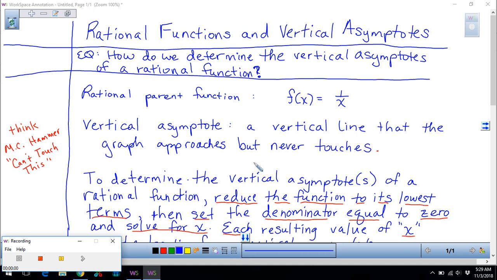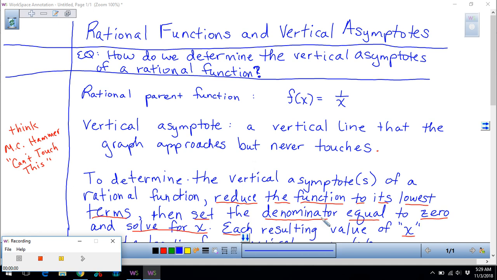So if we have a rational function, we're looking at a function where there is an x in the denominator. A vertical asymptote is a vertical line that the graph approaches but never touches. Think MC Hammer, can't touch this.